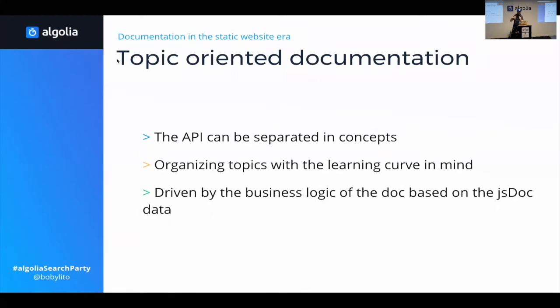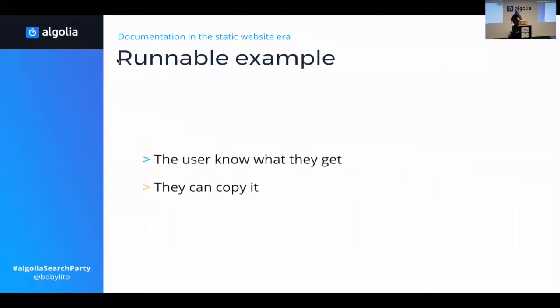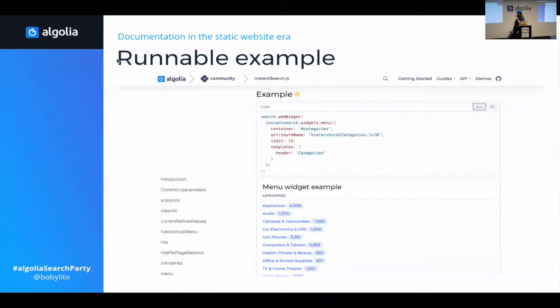And this reorganization of the documentation is actually done based on the JSDoc data. Also, in JSDoc, you have this annotation for adding examples, and that's good. However, it's better when the user actually gets to know what they are getting at the end when they use a part of the API. So what we did is that we made those examples runnable and integrated directly in the documentation. So this is how it looks.